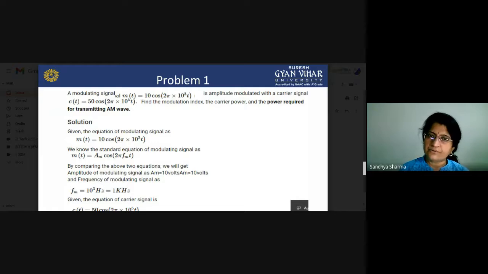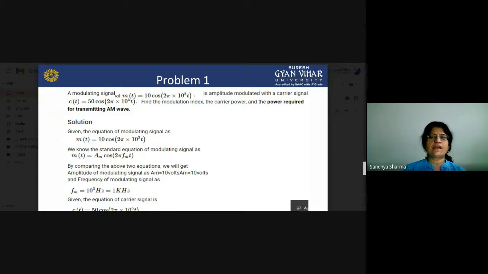As in problem number one, the modulating signal m(t) = 10 cos 2π × 10^3 t is amplitude modulated with a carrier signal c(t) = 50 cos 2π × 10^5 t. We have to calculate the modulation index, carrier power, and power required for transmitting the amplitude modulated wave.